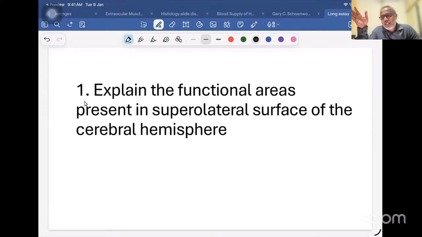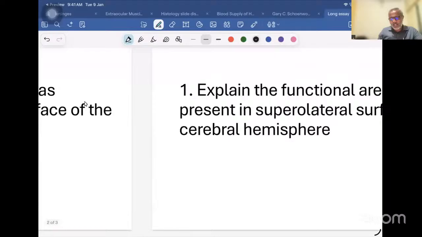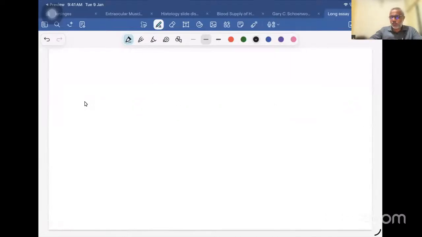So in this case, the examiner was asking about Broca's area and where exactly Broca's area is situated in terms of the gyri of the superolateral surface of the cerebral hemisphere. Then the next part of the question would be: explain the superolateral surface of the cerebral hemisphere with respect to sulci and gyri, or explain the functional areas. So what we'll do today is learn about the important sulci and gyri as well as the important functional areas present in the brain, and how to answer this if it is asked as a question in the exam.